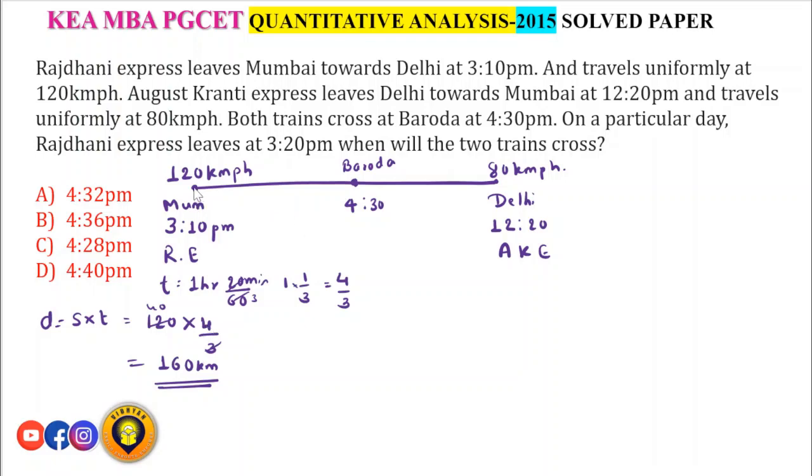So that means the distance from Mumbai to Baroda here is 160 km. Now do the same with the August Kranti Express here.